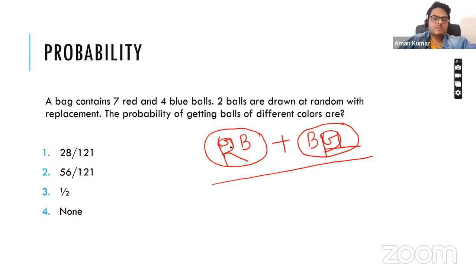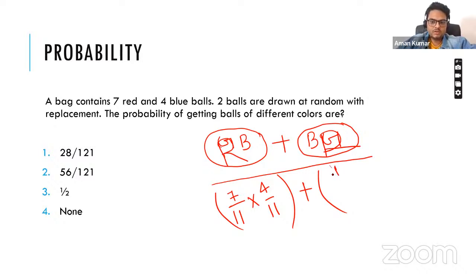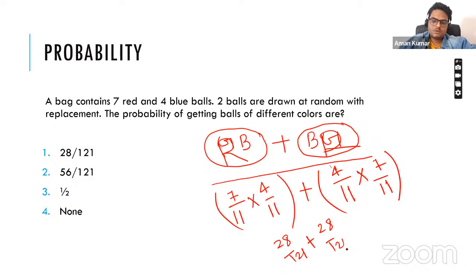So what is the probability of drawing a red ball from 11 balls? 7 by 11, blue 4 by 11. This entire thing will get added, with replacement. So you are putting it back. Obviously you are putting it back, hence I am taking 4 by 11 here. Otherwise it will become 4 by 10. Again, these two things will repeat, this time 4 by 11 into 7 by 11. So this is 28 by 121, this is also 28 by 121. So total is how much? 56 by 121. Is this clear?